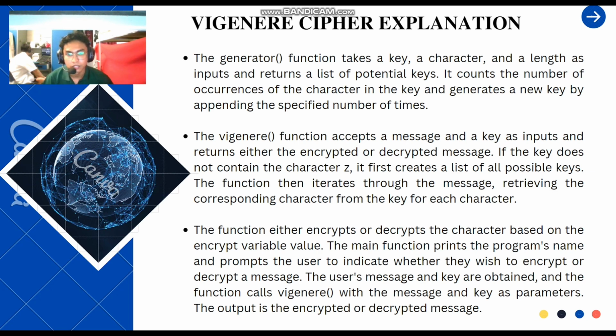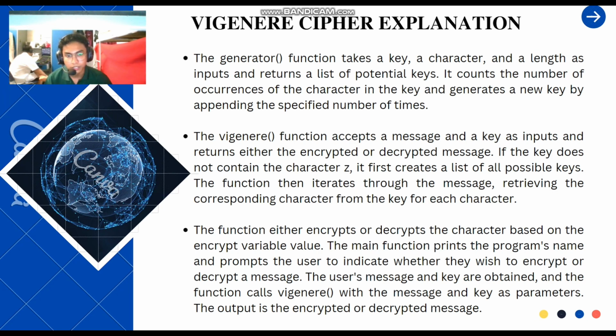Next, the Vigenere function accepts a message and a key as input and returns either the encrypted or decrypted message. If the key does not contain the character Z, it first creates a list of all possible keys. The function then iterates through the message, retrieving the corresponding character from the key for each character. And lastly, the function either encrypts or decrypts the character based on the encrypt variable value.